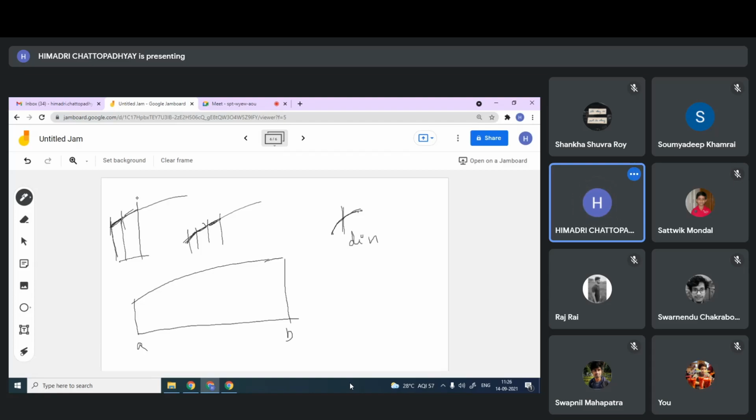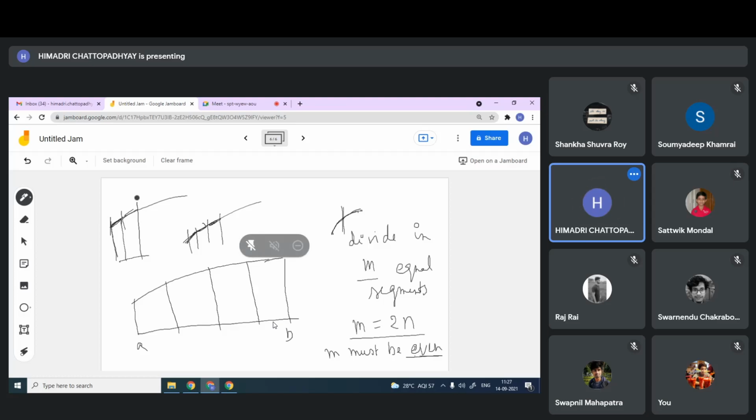divide it in m equal segments, such that m equals 2n. So that means m must be an even number. So no odd. Like this one: 1, 2, 3, 4. So m is 4, and m is 2, and m is 4. Okay.